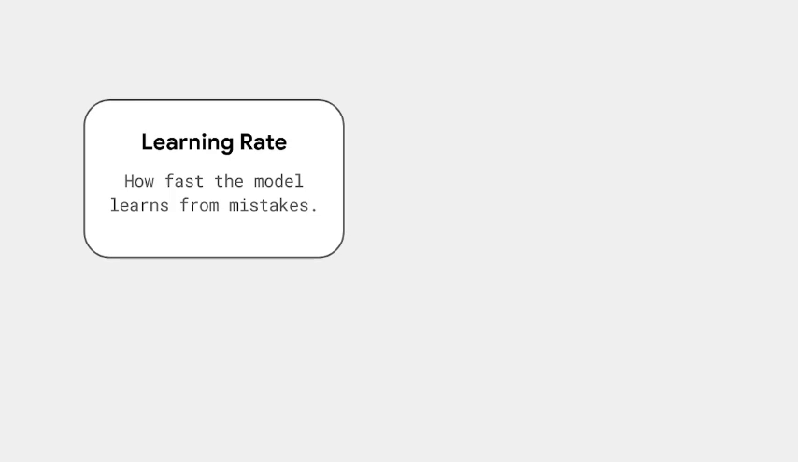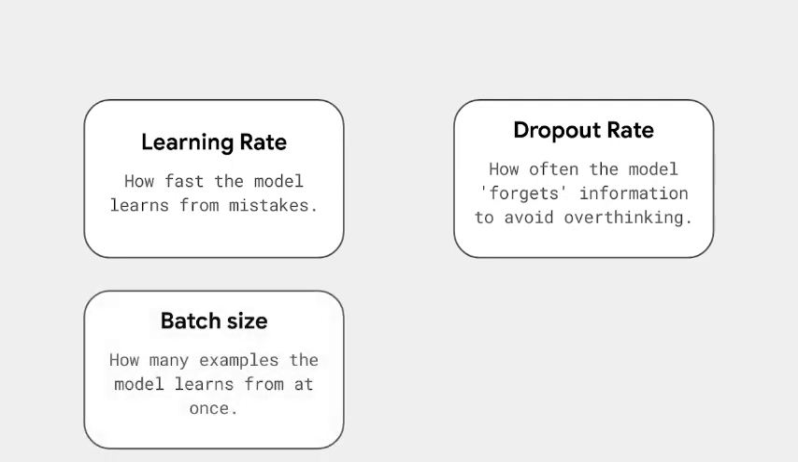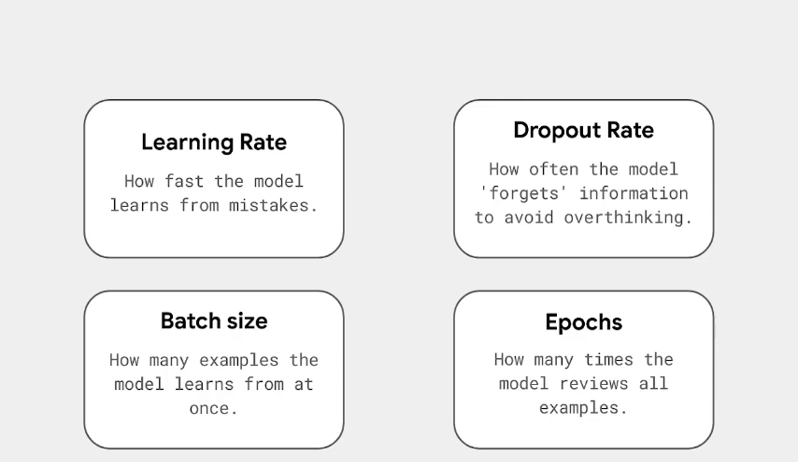The first point is the learning rate. Basically, it's simply how fast the model learns from its mistakes. That's basically what the learning rate is. Next is the dropout rate. It is how often the model forgets information to avoid overthinking. That's another feature. Next is the batch size: how many examples the model learns at once, like how many it learns from a single instance. And fourth, epochs: how many times the model will use all the training data set.